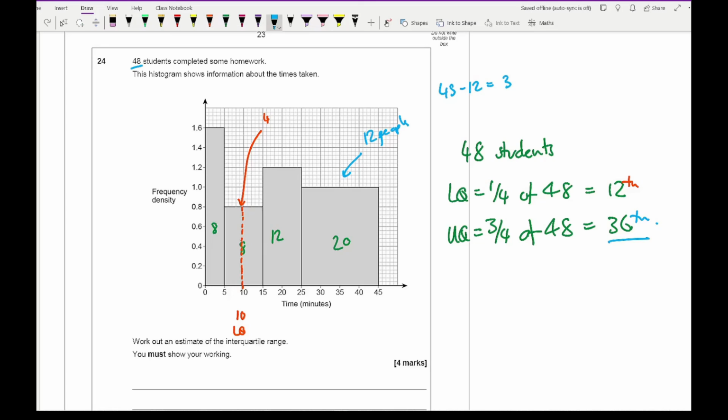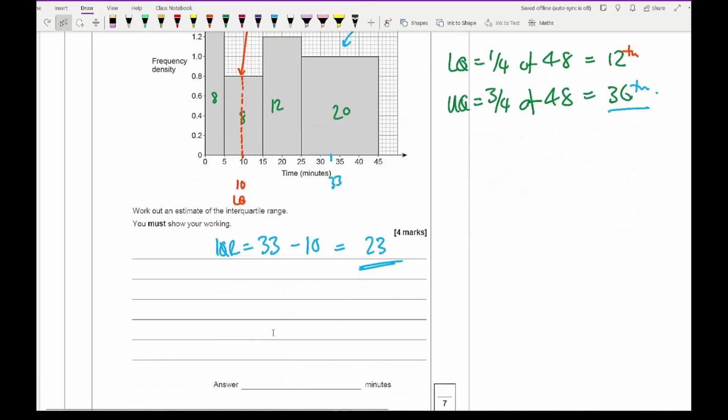45 minus 12 is going to give me 33, which is about there. So my interquartile range is going to be 33 take away 10, which should give me an answer of around 20. That is my final answer for that one.